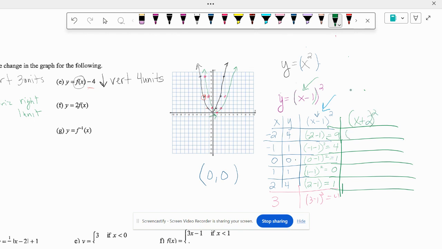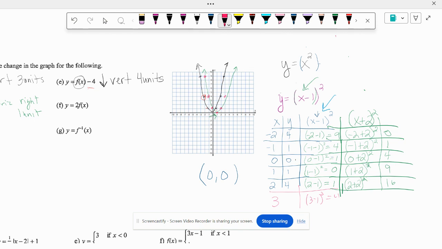Negative 2 plus 2, well, that's 0. And when I square it, I get 0. When x is negative 1, negative 1 plus 2 is 1, and 1 squared is 1. When x is 0, 0 plus 2 is 2, and 2 squared is 4. When x is 1, 1 plus 2 is 3, and 3 squared is 9. When x is 2, 2 plus 2 is 4, and 4 squared is 16. So I'm going to graph this in red so you can see it.